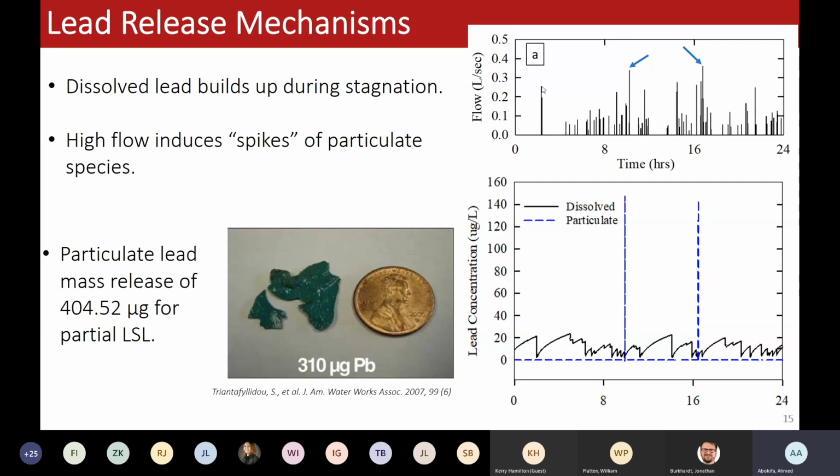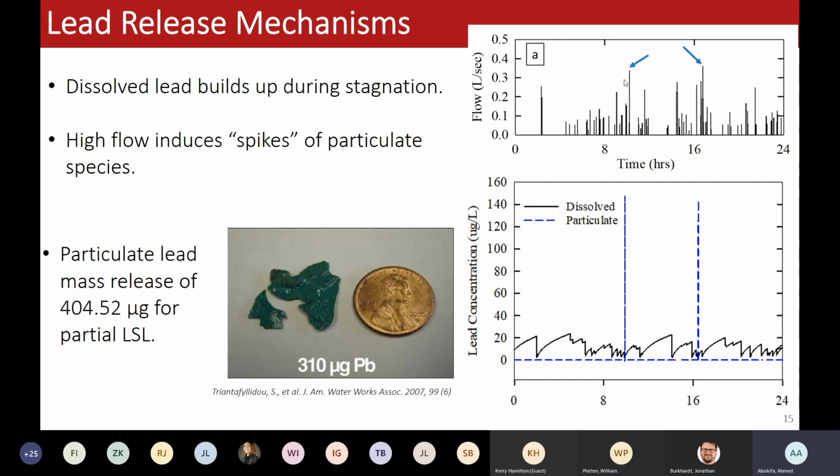And then as soon as you have a flow event that basically flushes out some of the lead concentration, it doesn't really go all the way to zero because you still have that flux coming from the service line. It depends on the equilibrium concentration in the model. But then as soon as you get into another stagnation event, the concentration starts building up again.